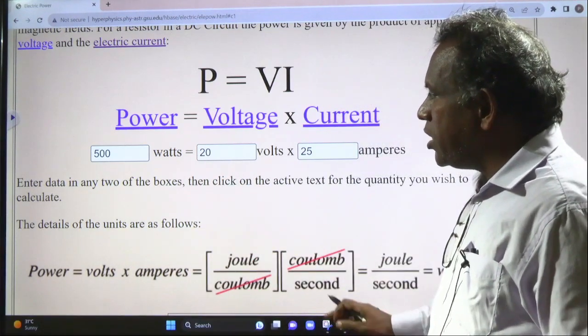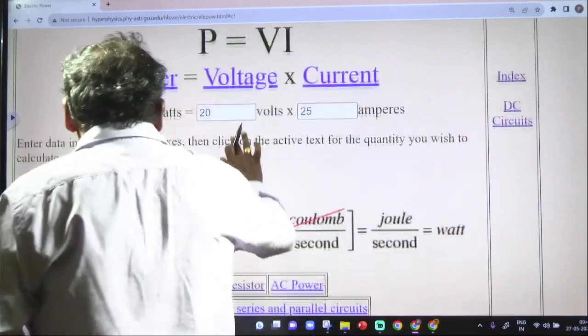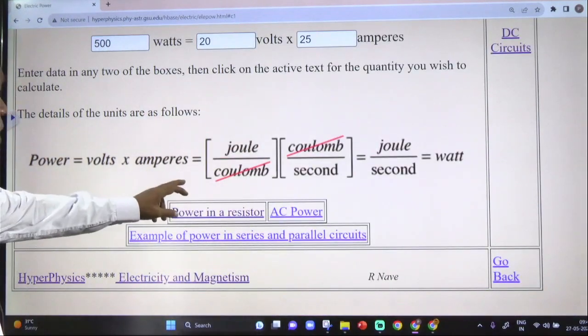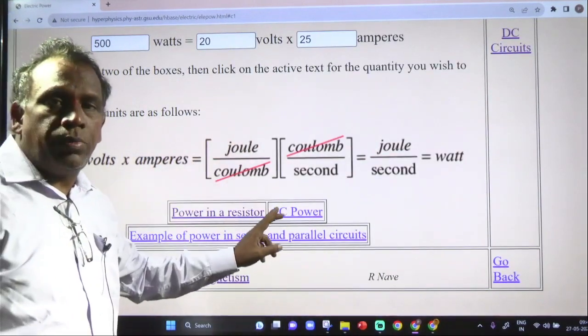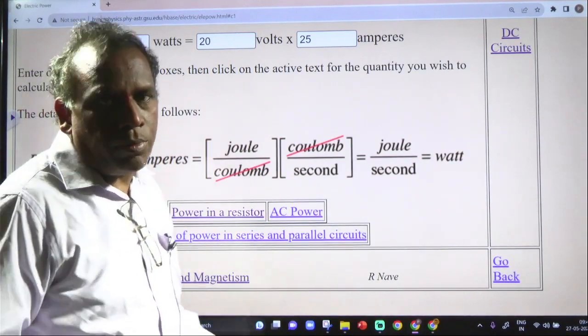You can understand here, power is equal to voltage into ampere. Voltage is nothing but joules per coulomb. Voltage formula, work by charge.